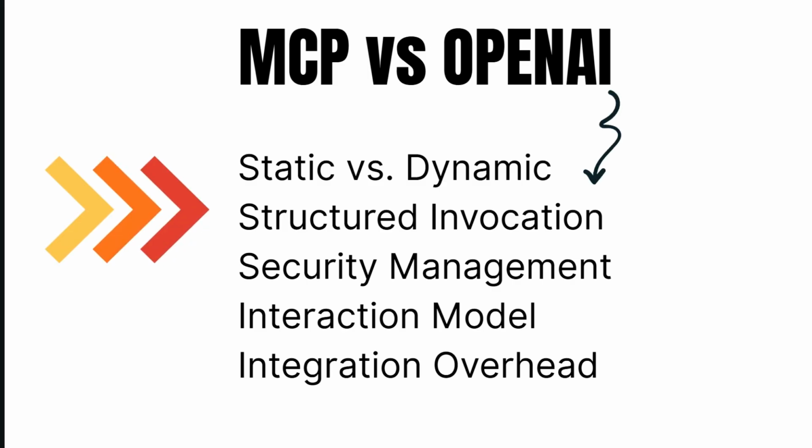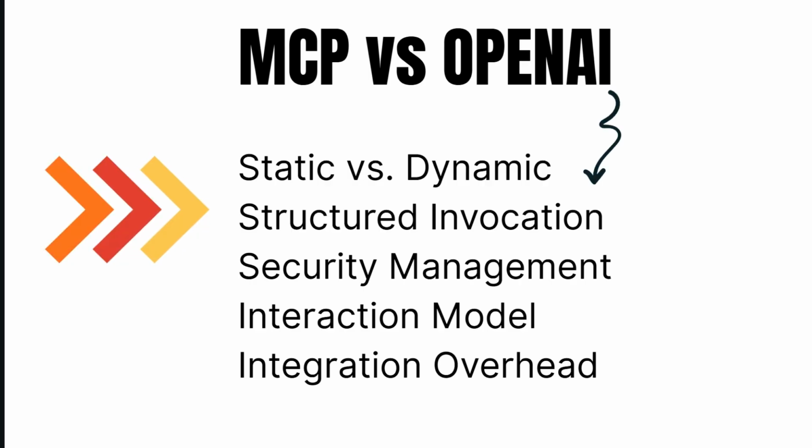The second is structured invocations. So MCP will provide a structured invocation layer with the server side validation, unlike the direct JSON payload approach of OpenAI. Okay, so this is a very important point. The third is the security management. So MCP builds security directly into the protocol with standardized authentication, whereas OpenAI leaves security to individual APIs. Okay, the security implementations.